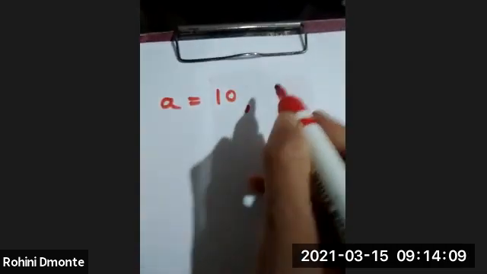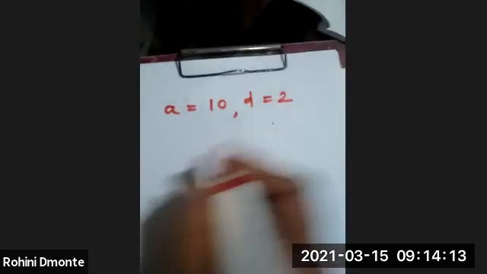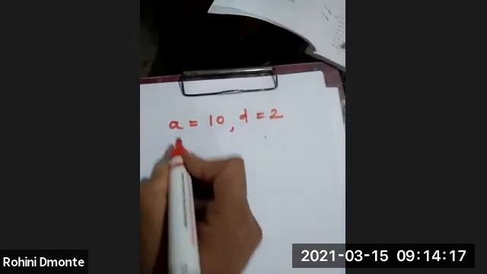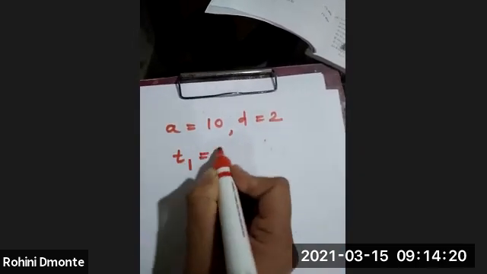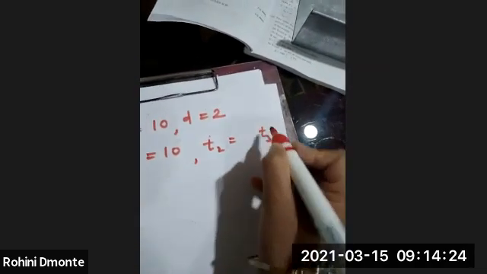Okay, here A is given as 10 and D is given as 2. Right, students? They have asked us to find the next two terms. See, A is nothing but the first term, right? And what we have to find out? T2 and T3, right?